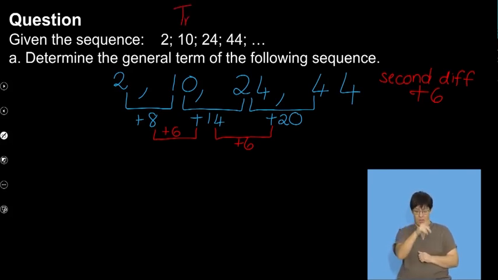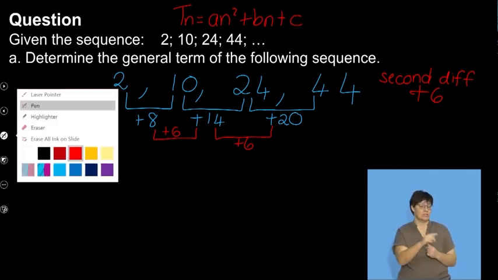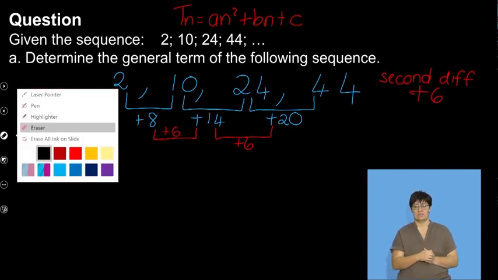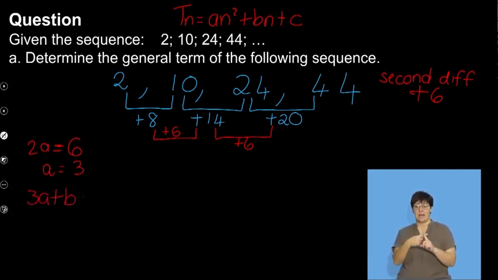We know that we need it to be Tn equals An squared plus Bn plus C. So if you remember what we did before the break, let me just erase that. That's a bit of a squiggle. Let's go back to the pen. 2a is equal to my second difference, and in this case, my second difference is 6. So if 2a is equal to 6, we can see that a will be equal to 3.